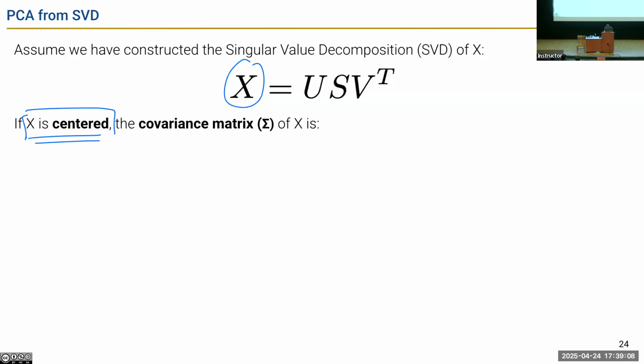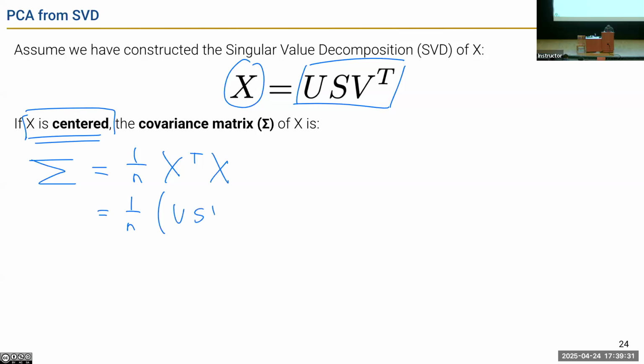So what is the covariance matrix? The covariance matrix is defined as 1 over n X transpose X. Saw that last time. We're just writing it in more compact form. Let's just turn the crank here. We're going to assume we're able to do the SVD. So all I'm going to do is plug in U S VT into this expression: U S VT transpose times U S VT.